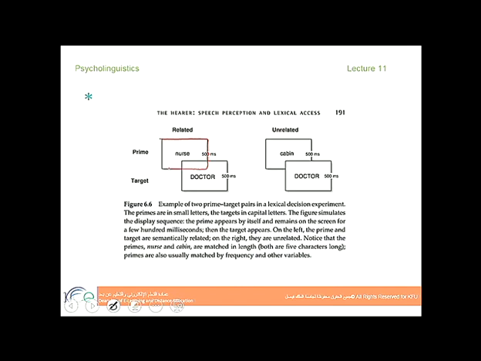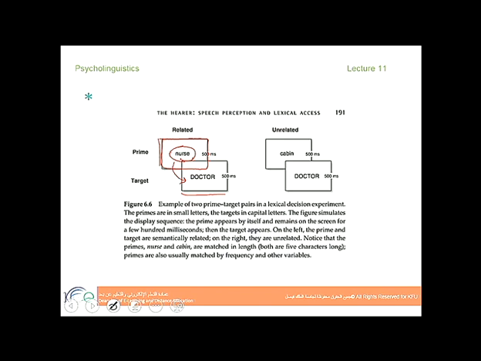In priming, we show a number of words, but in the middle, we have a related word, a word that is related to the target word. We call this a prime. We call this the target. So first of all, we show this word nurse for 500 milliseconds. And then we show the word doctor. This is a related prime, isn't it? Because nurse and doctor are related semantically.